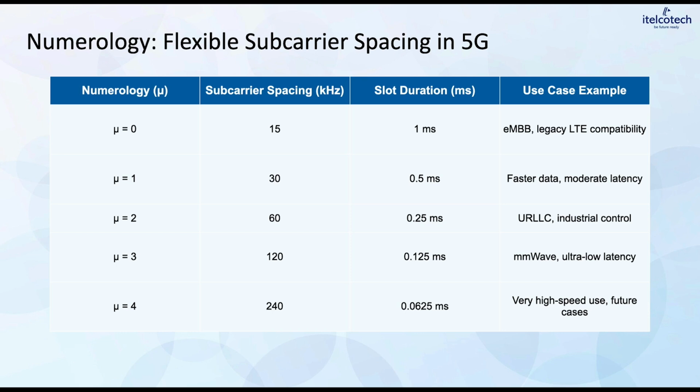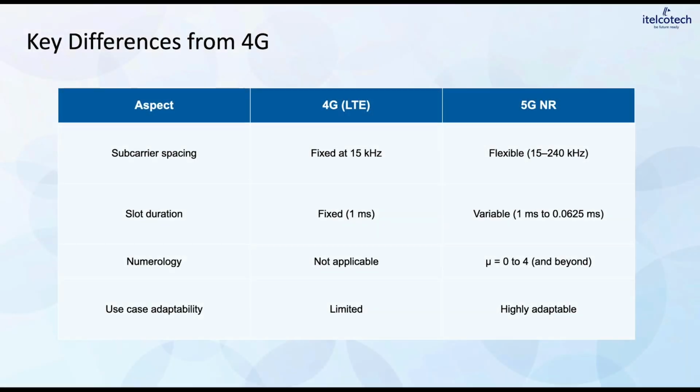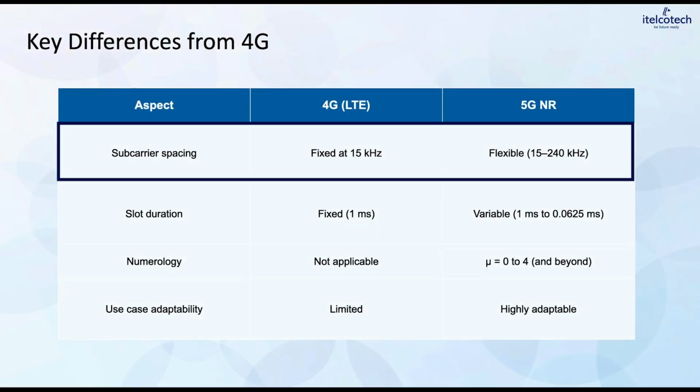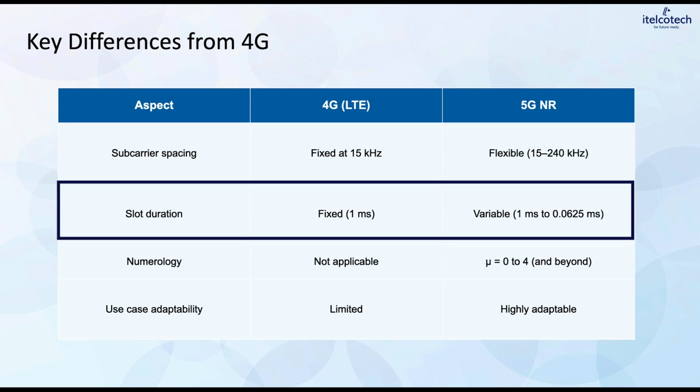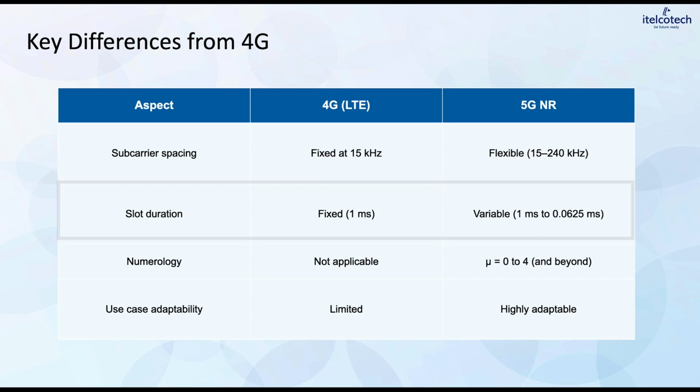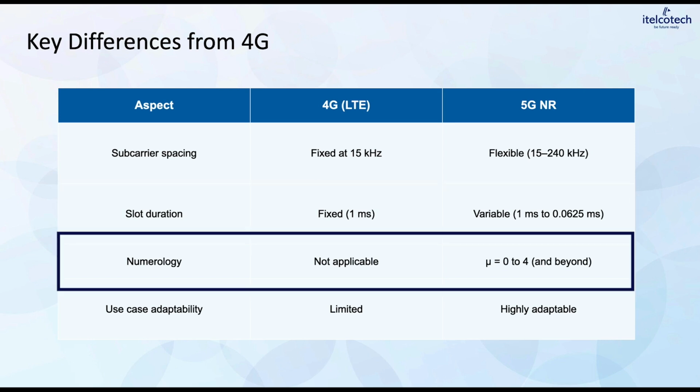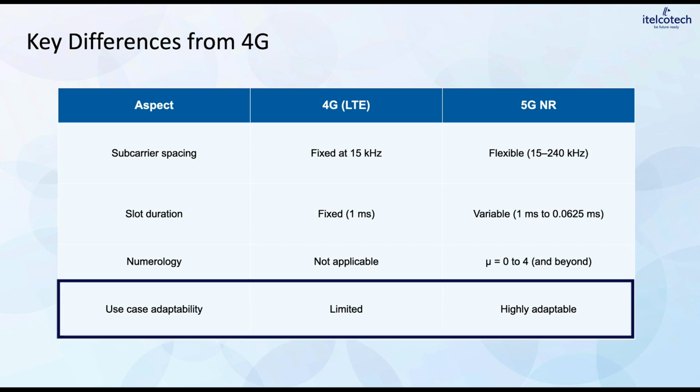Now, as compared to 4G, where it was restricted to just 15 kilohertz, we have a flexible approach in 5G to provide different kinds of services. We have a slot duration which was fixed in 4G as 1 millisecond. In 5G, it is variable, ranging from 1 millisecond to 0.0625 millisecond. Again, the numerology keeps on changing the slot duration. So the adaptability in case of 4G is very limited as compared to that in 5G.